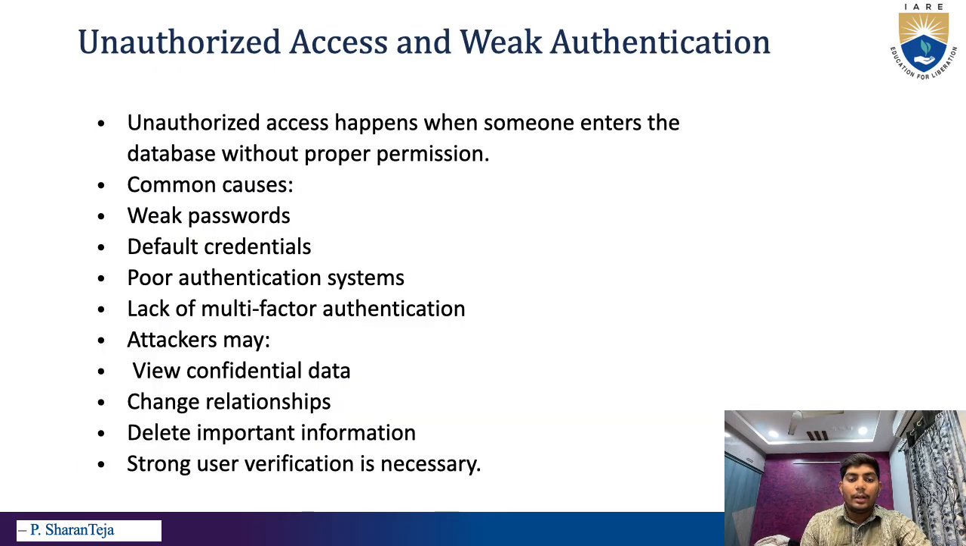Unauthorized access and weak authentication. Unauthorized access means someone enters the system without our permission. Common reasons are weak passwords, default credentials, no multi-factor authentication. For example, if a hacker guesses a password, they can access the entire graph database. So they can view confidential relationships, modify connections, and delete the data.